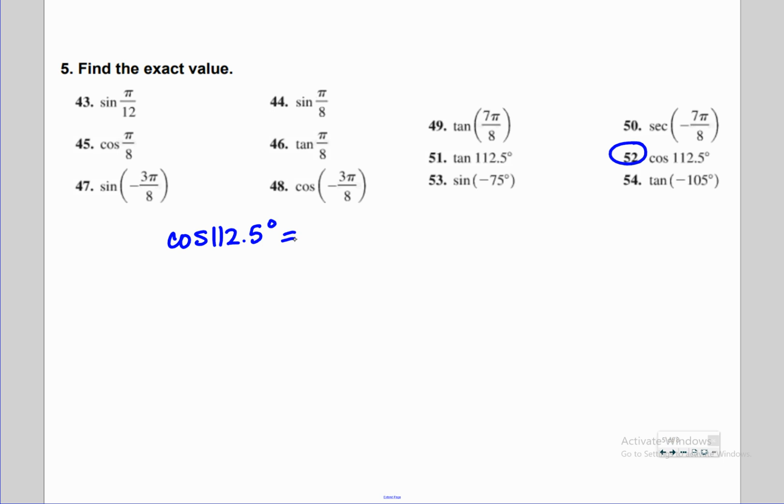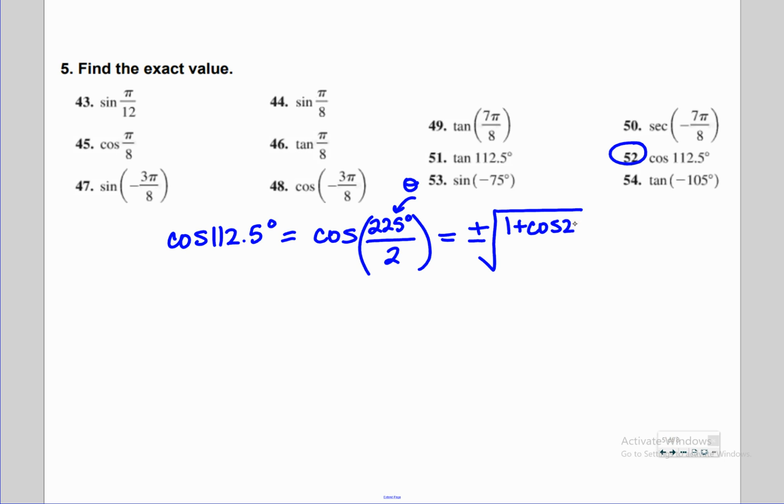Now the 0.5 is a giveaway. If it's half of something, you are using your half angle identities. So that's where we want to look next. The first thing you want to do is write it as something divided by 2. So what angle, on your unit circle if you're doing this right, divided by 2 gives you 112.5? 225. That 225 is the theta that you use in the formula. Okay, so your half angle identity for cosine looks as follows. Plus and minus, square root, 1 plus cosine of our angle, 225, over 2.